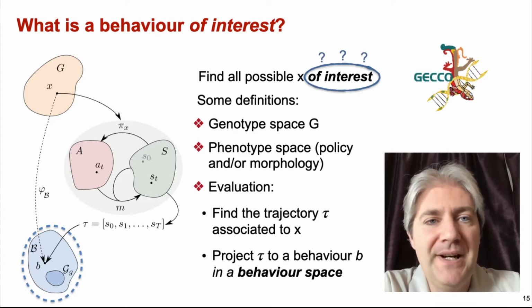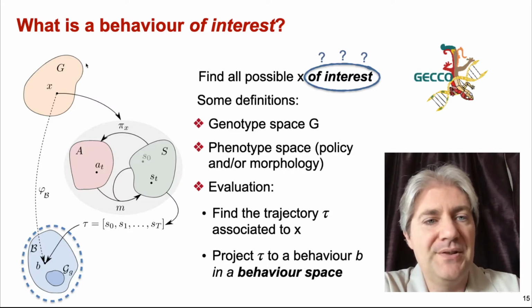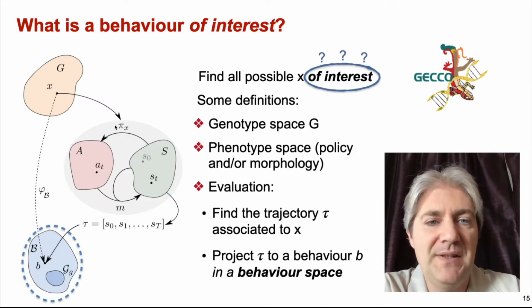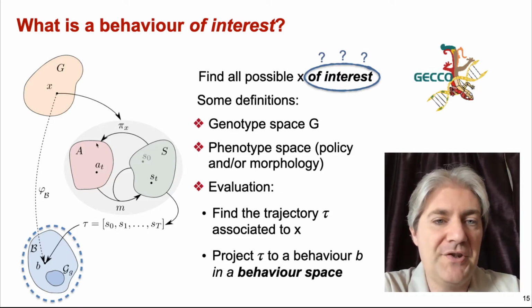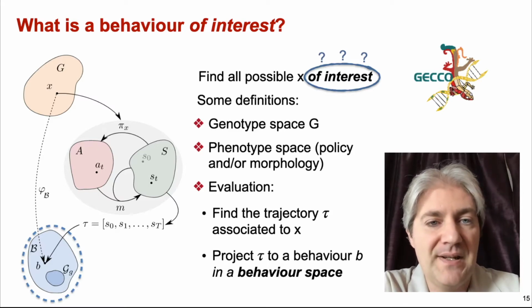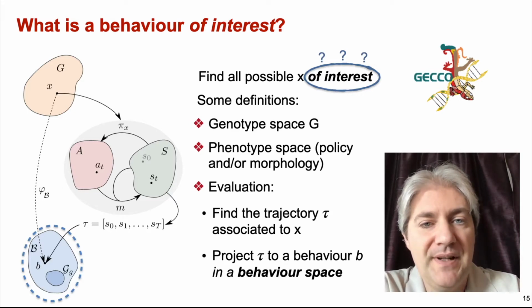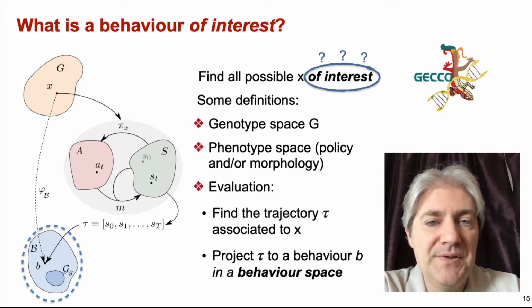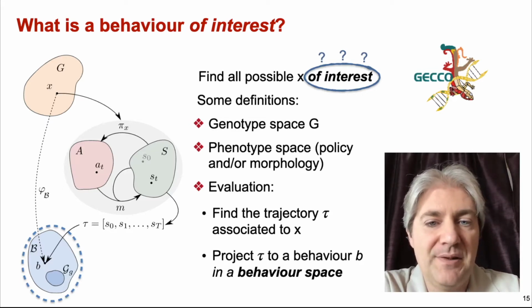So now let's define what interesting solutions are. As usual in evolutionary methods, we consider a genotype space. This genotype space will describe a policy, which is a function that associates states to actions, so that this is what will make our robot or agent move, but it may also describe the morphology of our system. And the evaluation of this genotype consists in using the phenotype to control the system and to observe the trajectory it generates in some particular situations.